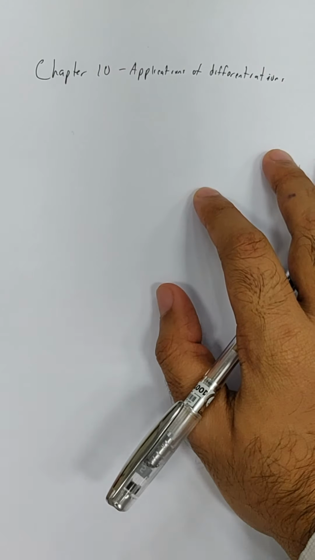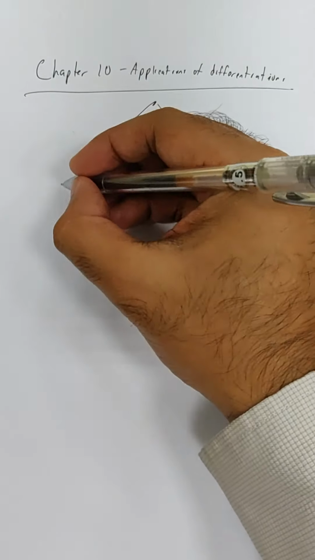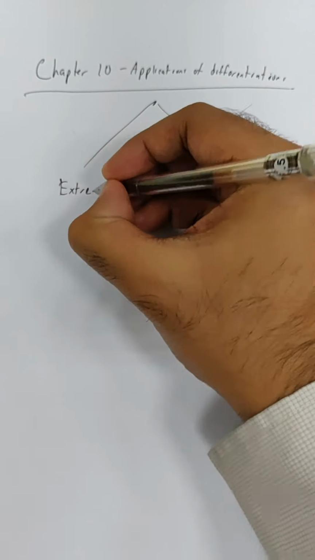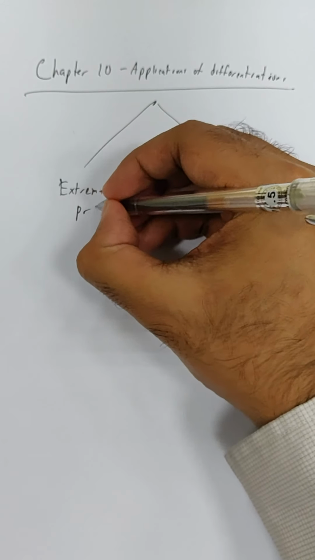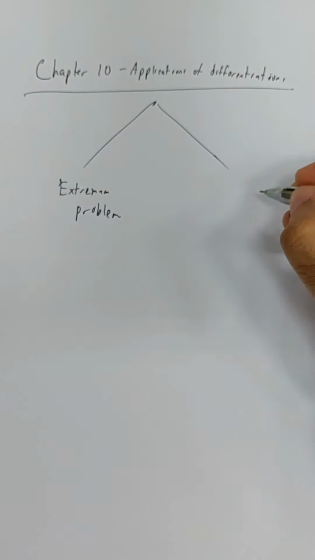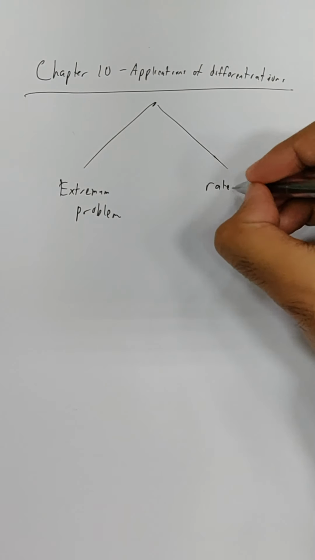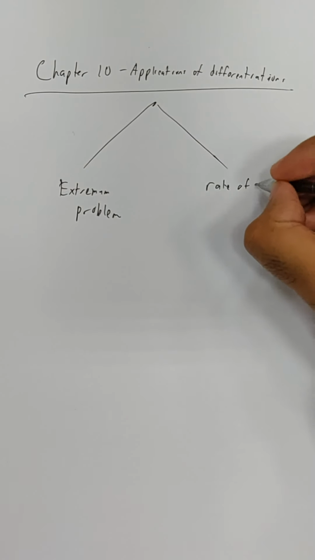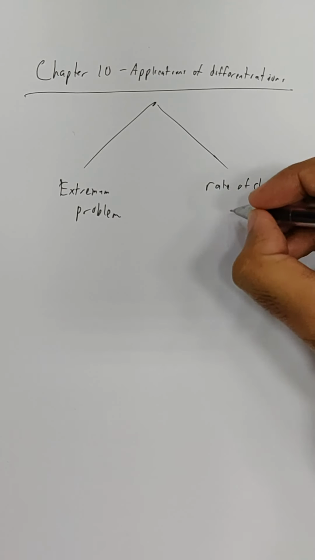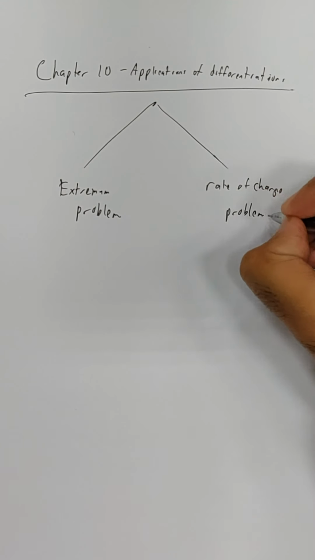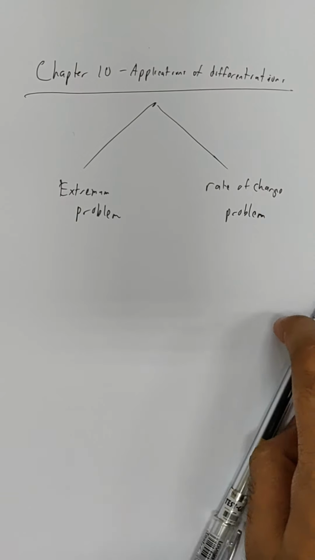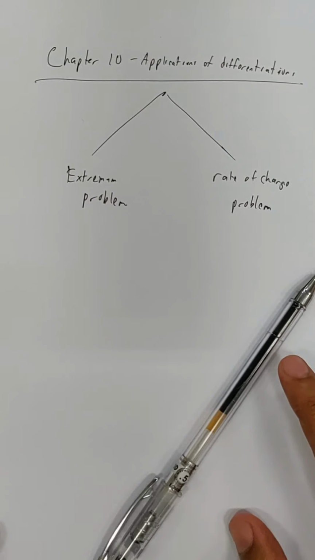Okay, applications for differentiation. If I were to say there are two main parts of this chapter, one is about extremum problems. Another one is about rate of change problems. So we can say there are two types of questions, right?